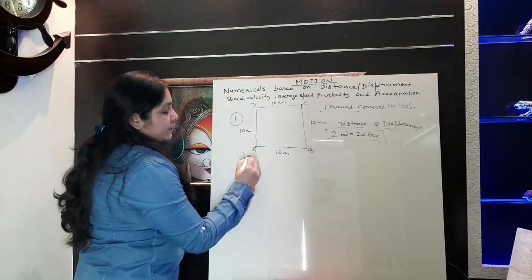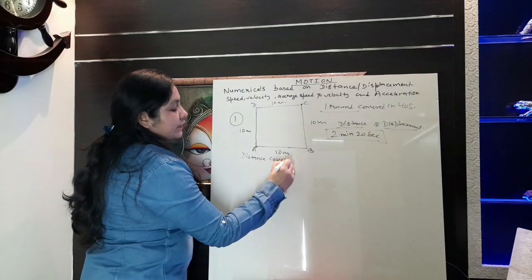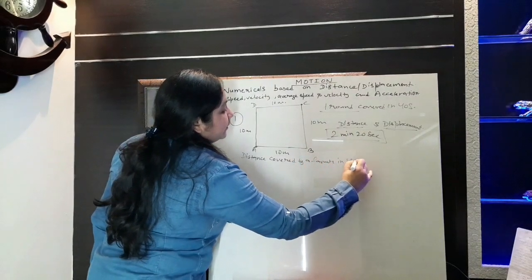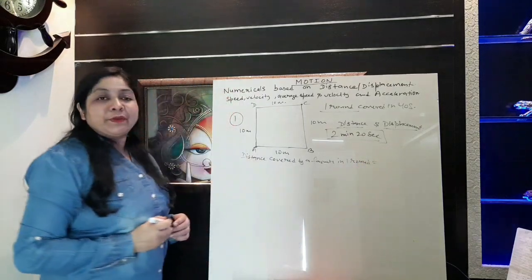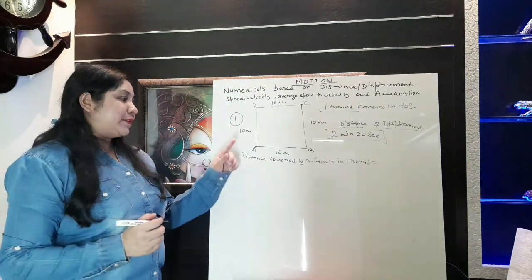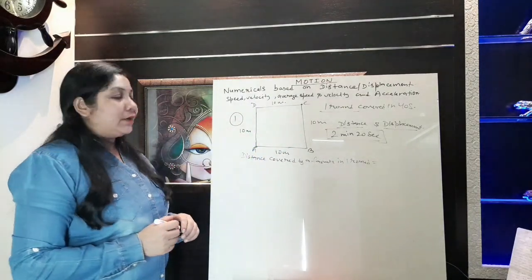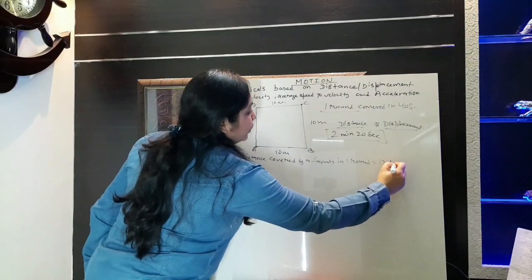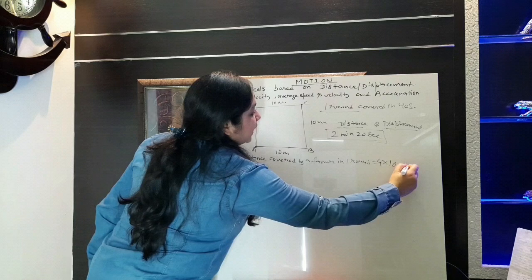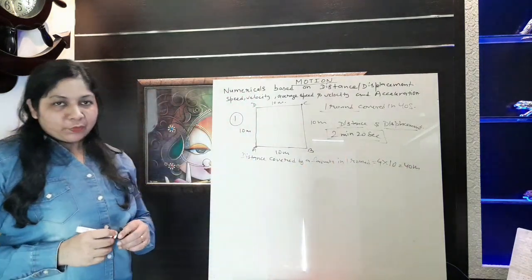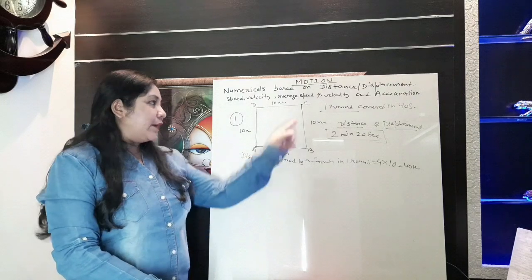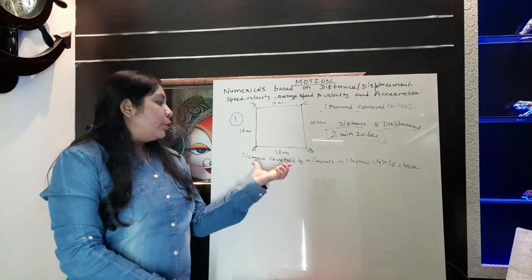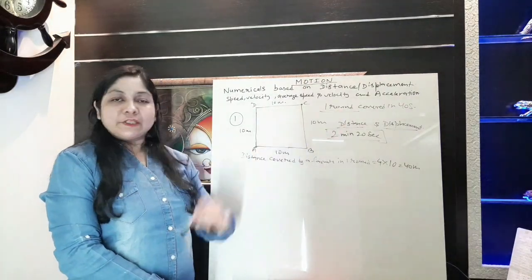So the distance I'm going to find here is the distance covered by the farmer in one round. If he starts from point A and reaches point A again, the total distance covered by the farmer in one round will be 4 into 10, that is 40 meter. Any doubt? No? The farmer will start from point A and reach point A again. This is one round completed by the farmer, and the time it takes, that also we have given, that is 40 seconds.